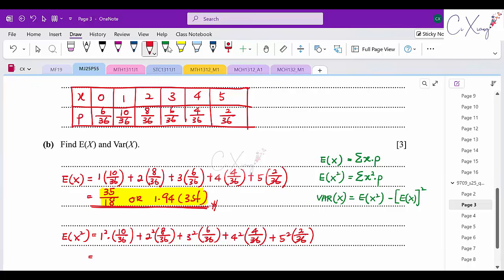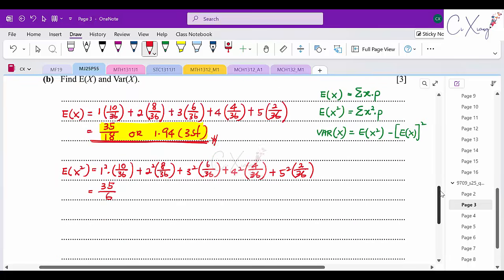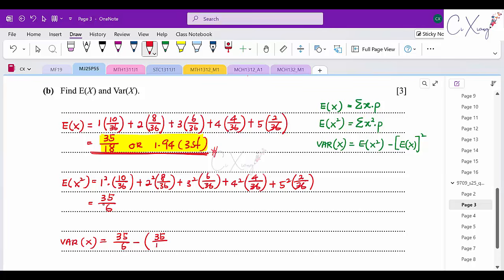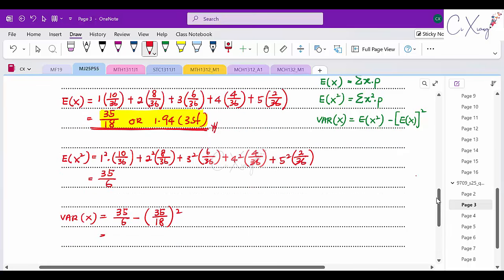Okay, then after that, when you try to get the value for E(X squared), by right you will get 35 over 6. Okay, and please take note that this is not your final answer for Var(X) yet, yeah? Okay, to get the Var(X), you have to continue for one more extra step here, where you are taking E(X squared) minus the mean squared. So please use 35 over 18. Then you square it.